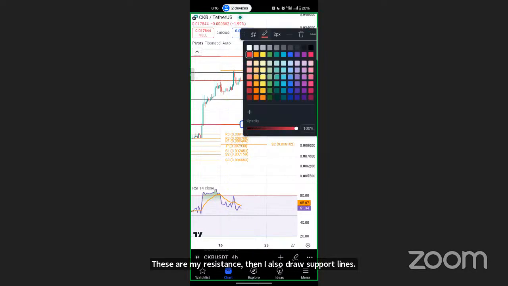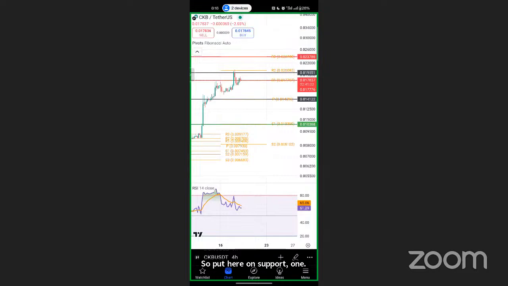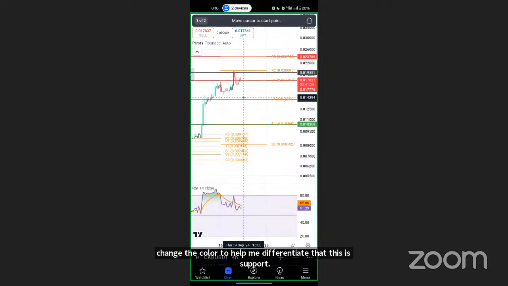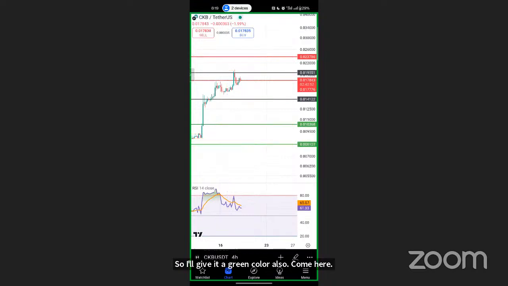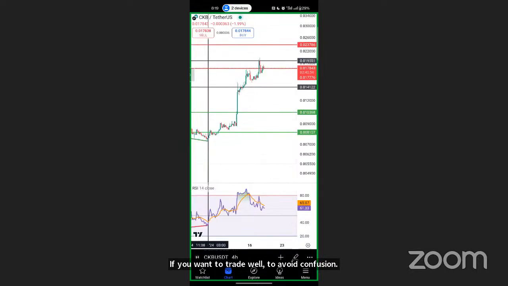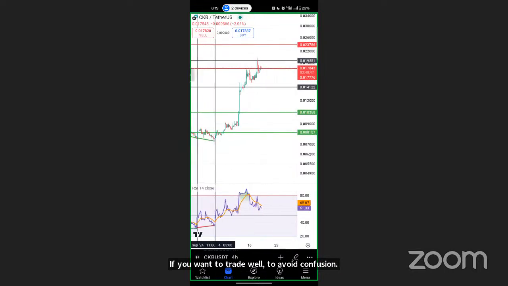I'll change the color to help me differentiate that this is support, so I'll give it a green color. I also come here. If you want to trade well and avoid confusion, then after drawing your lines, remove the indicator. Have you understood that? Give me a yes in the chat. You draw the line where the indicator was giving you.